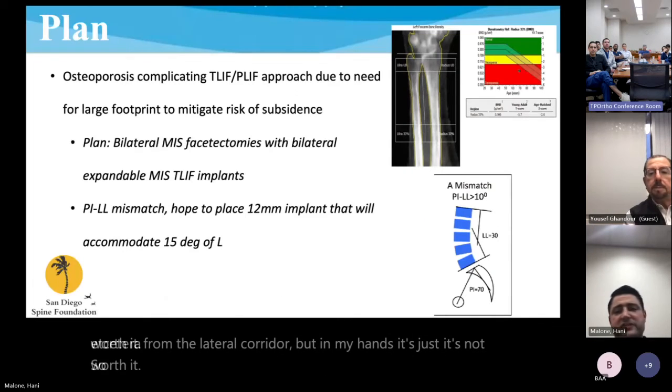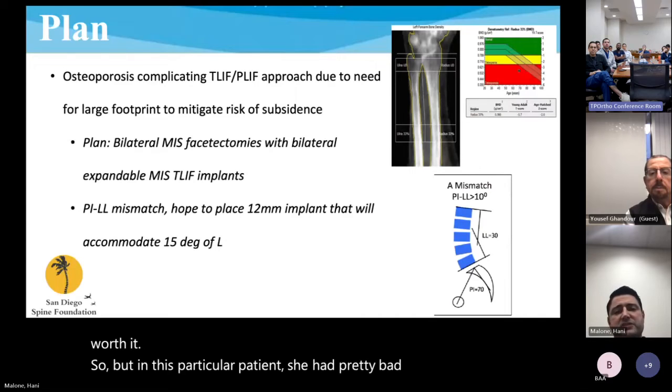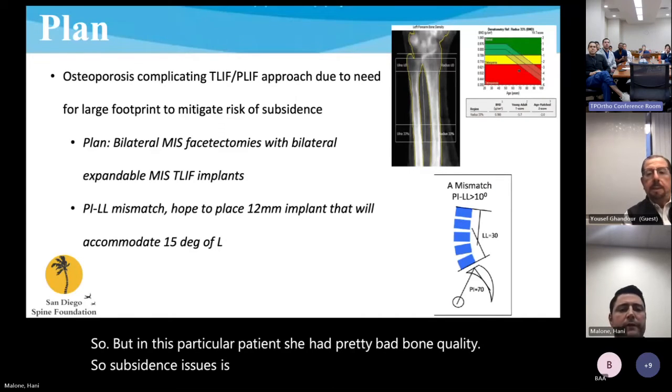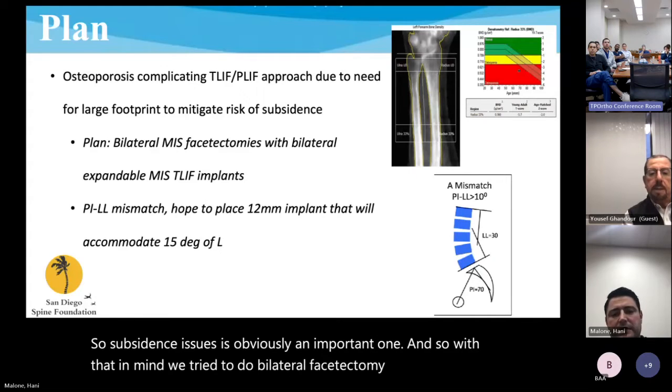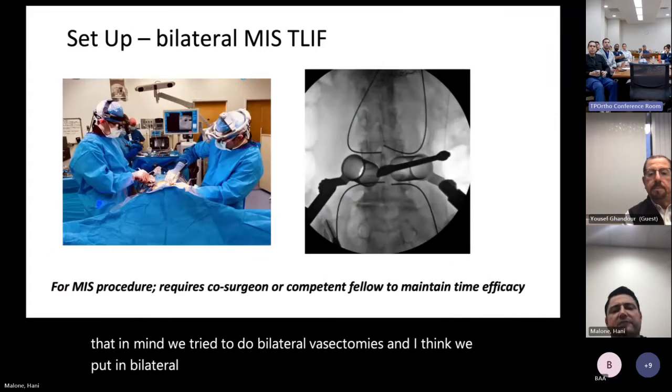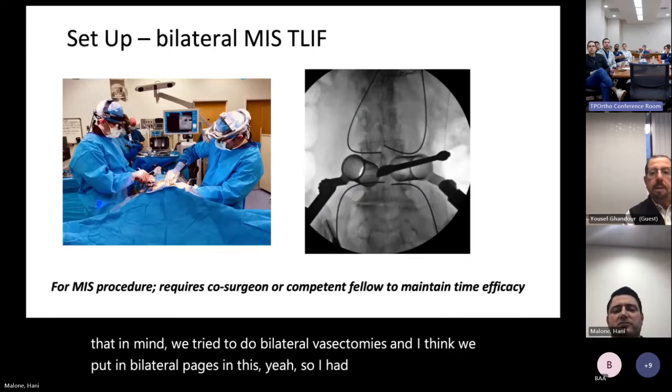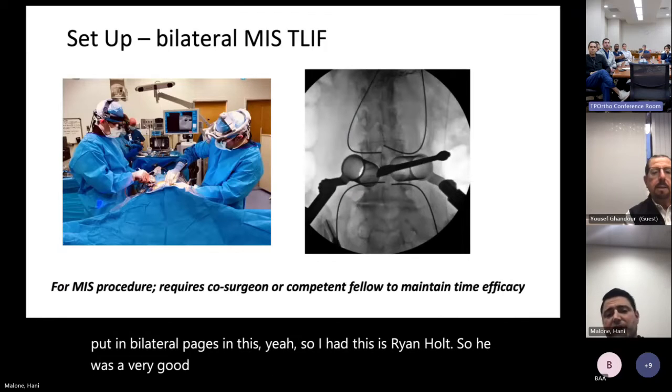But in this particular patient, she had pretty bad bone quality. So the subsidence issue is obviously an important one. And so with that in mind, we tried to do bilateral facetectomies, and I think we put in bilateral cages in this. Yeah, so this is Ryan Holt. He was a very good fellow. So we basically just dropped down 2 tubes.